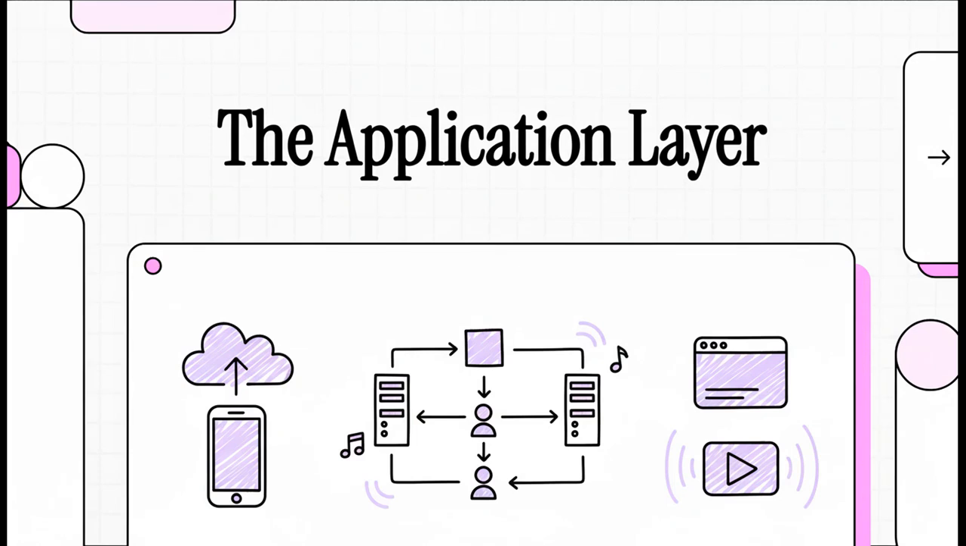Welcome to The Explainer. Every single time you click a link, fire off an email, or stream a video, you're directly interacting with something called the application layer. It's the part of the internet we all see and use. But how does it actually work? Today we're going to break down the invisible protocols that make your entire digital life possible.